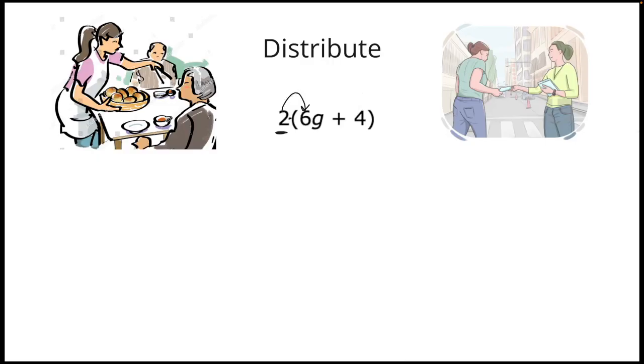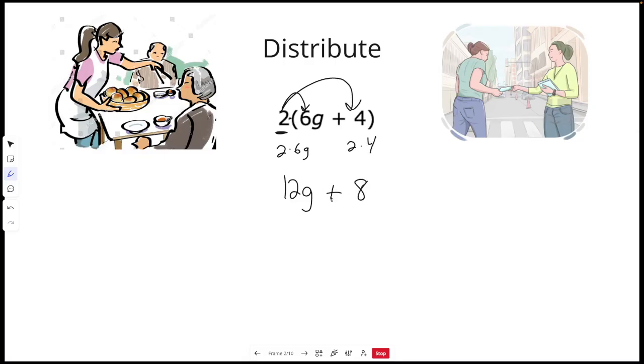So let's start with 2 times 6g. Well, 2 times 6g will give me 12g. And then, remember, we distribute to everything. So then we're going to do 2 times 4, which gives us 8. And it's a positive 8, so it's 12g plus 8, and that is it. Okay, that's how you use the distributive property.